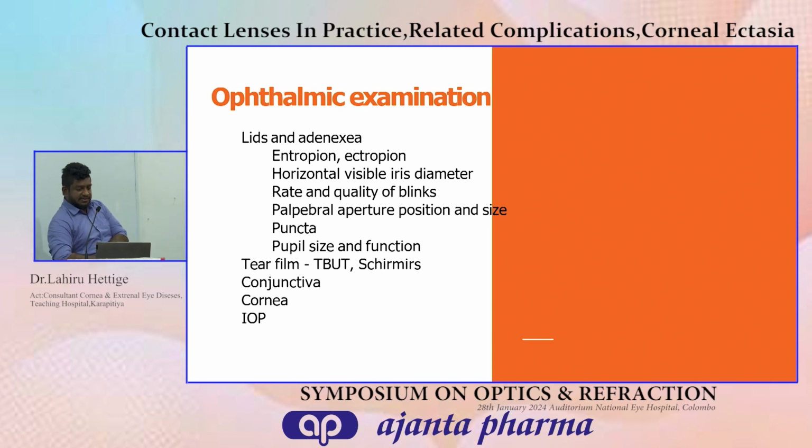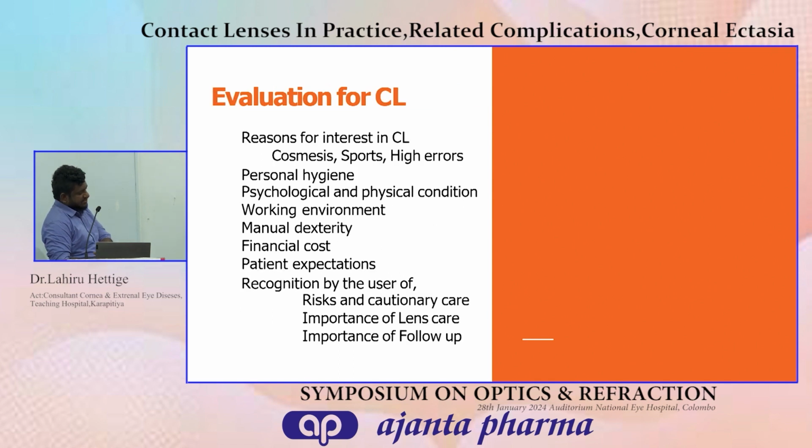So ophthalmic examination is of great importance. You have to have a look at lids and adnexa, whether there are any entropions, ectropions. These are common sense, right? Horizontal iris diameter, the quality of blinks, the quality of tear film, puncta, conjunctiva, cornea, and of course IOP.